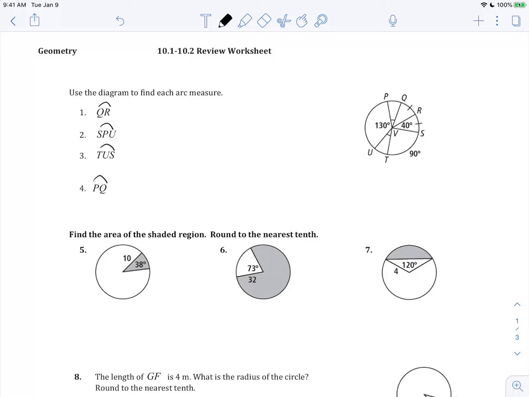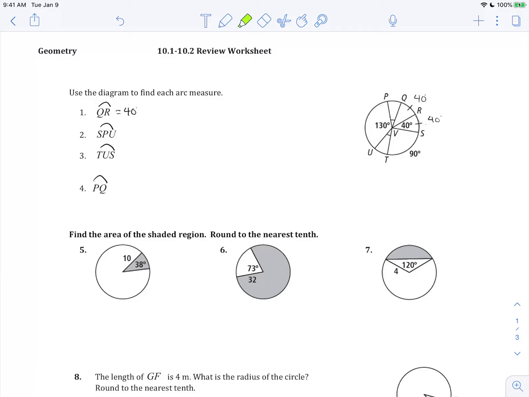So find the measure of QR. Well, QR has a mark like this, which is the same as the mark with RS. I know the measure of RS is going to be 40 degrees because the intercepted arc and the central angle have the same measure. So if this central angle is 40, this arc is 40. So then QR would also be 40 because they have the same mark here. So this is 40 degrees, okay?